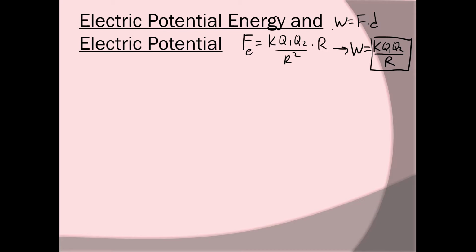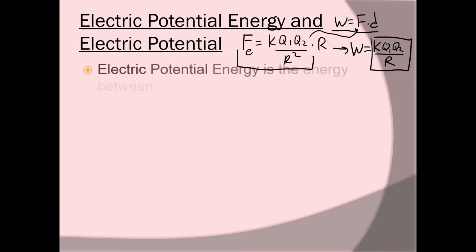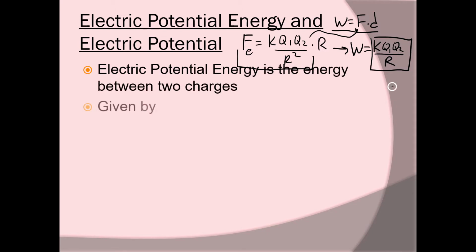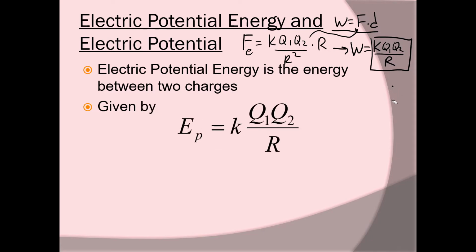And all we really did was we took our work equation and our electric force equation and we substituted one into the other, and now we get this new equation. So that equation is the electric potential energy. Let me just erase this so it's easier to read. There we go. So this equation here calculates the amount of potential energy between two charges. That's what this is, kQ1Q2 over R.